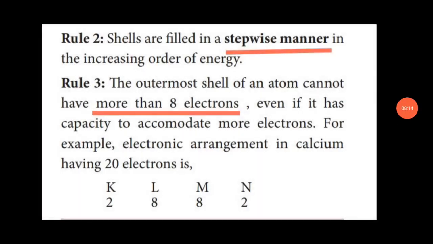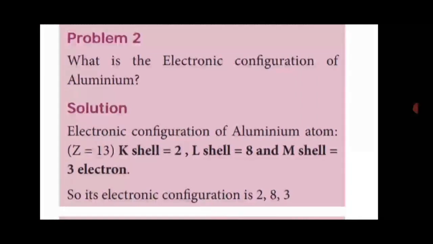These are the electronic configuration rules. Three rules of electronic configuration. What is electronic configuration? The distribution of electrons in the shells is called electronic configuration. Based on these rules, the electrons are filled in the different shells. Let's see problem number 2.